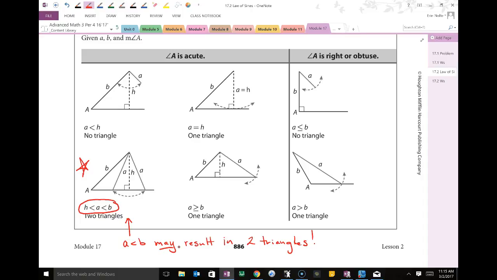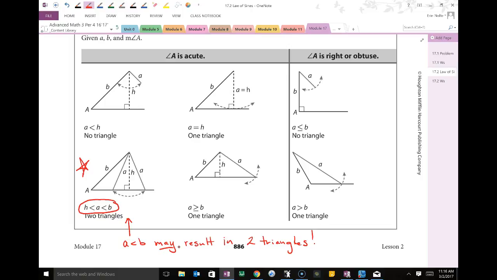The other scenario is if this angle is a little bigger. Let's call this 60 degrees. There we go. Let's get it a little bit more obvious. 60 degrees. This is 4, this is 2. Ready? What's happening? It's not reaching the base. It is too short to reach the base. So therefore, I cannot create a triangle. So this is going to be a no triangle scenario.